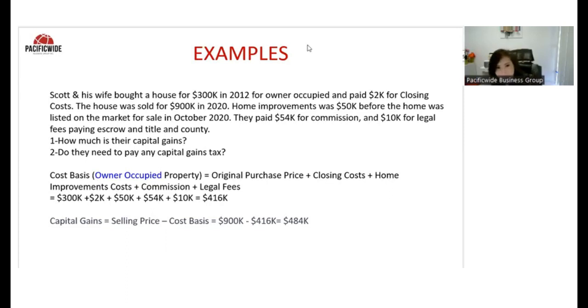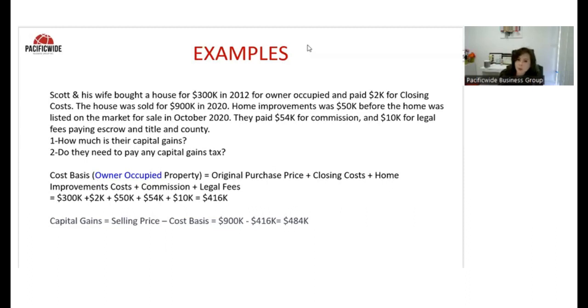I appreciate that. So Scott and his wife bought a home for 300,000 in 2012 to live in it as an owner-occupied property, and they paid $2,000 for closing costs. The house was sold for 900,000 in 2020. Home improvement was 50,000 before the home was listed on the market for sale in October 2020.